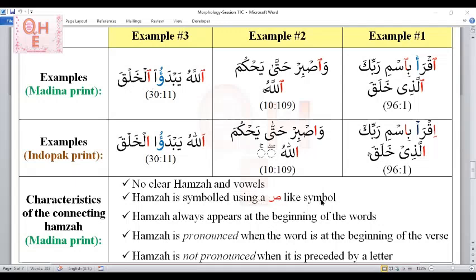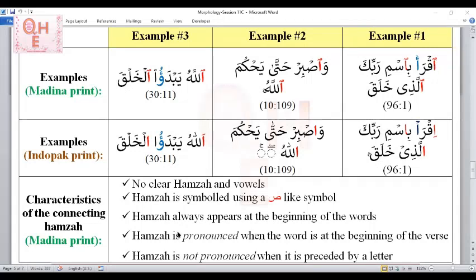Also, we see Hamza is symbolized by a sword-like symbol. If you're reading Medina print, you will know very clearly which one is connecting Hamza because it shows a sword-like symbol on top of the alif. Again, this character that we are pronouncing is not alif. Alif is just a tool carrying the Hamza. The Hamza for Hamzatul Wasl is not shown. Instead, a small sword is shown, indicating this is Hamzatul Wasl.